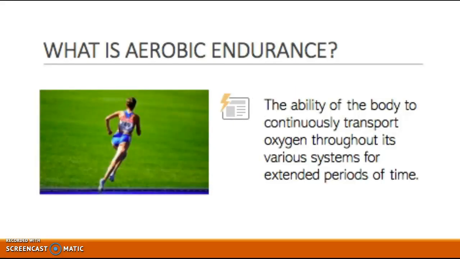What is aerobic endurance? The ability of the body to continuously transport oxygen throughout its various systems for extended periods of time. So, it's the ability of the cardiorespiratory system to work efficiently, supplying nutrients and oxygen to working muscles during sustained physical activity. Activities that last for a long time require excellent aerobic endurance.